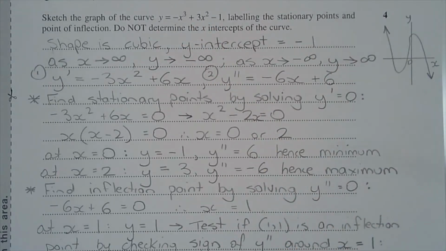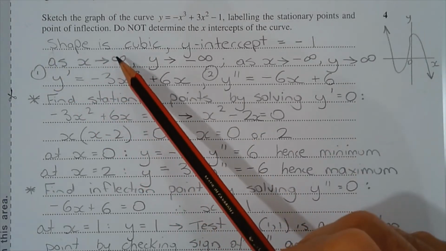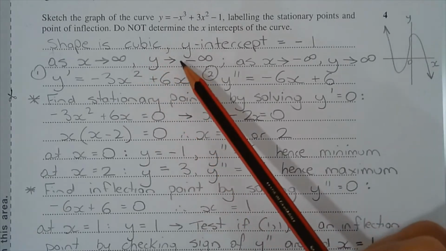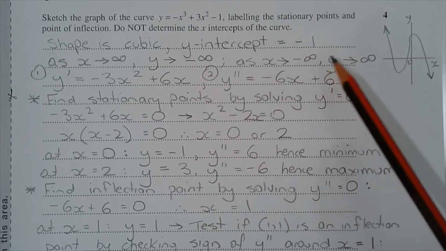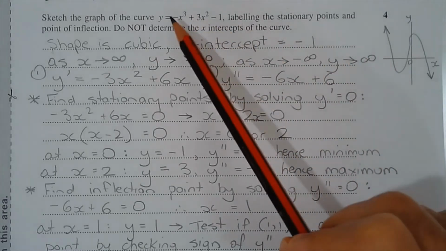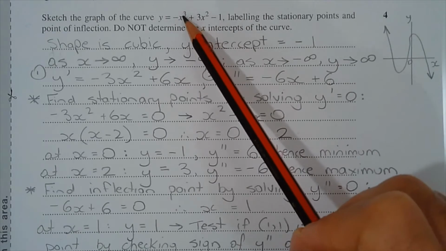Now let's consider the shape of the curve for large values of x. As x approaches infinity, so x gets really large, y gets really small, y approaches negative infinity, and vice versa. As x approaches negative infinity, y will approach infinity. And that's because of the negative sign here, this is the leading coefficient, of the term that contains the degree.